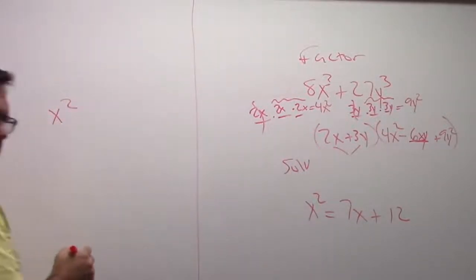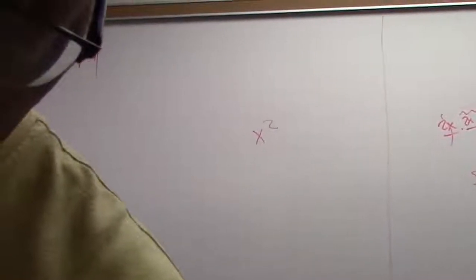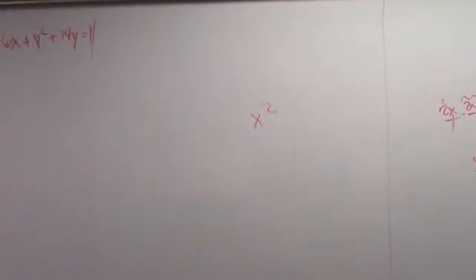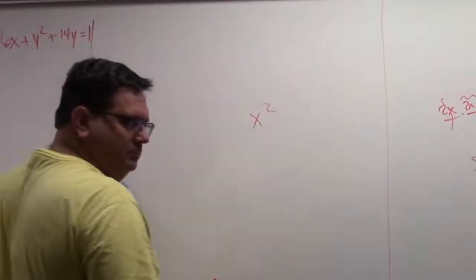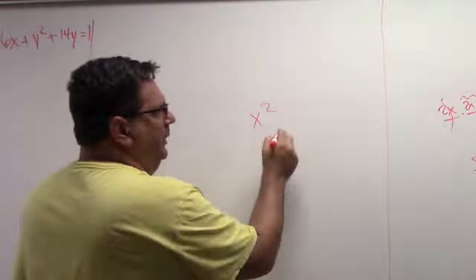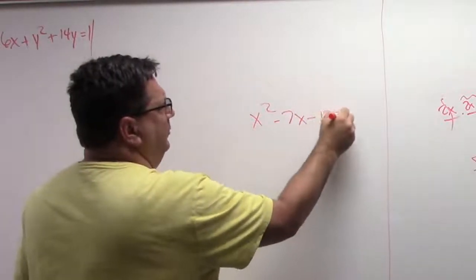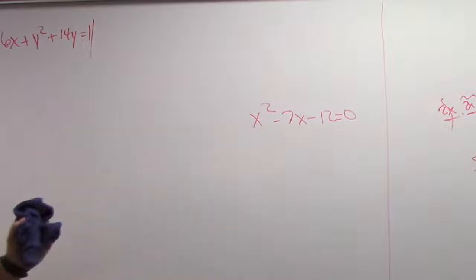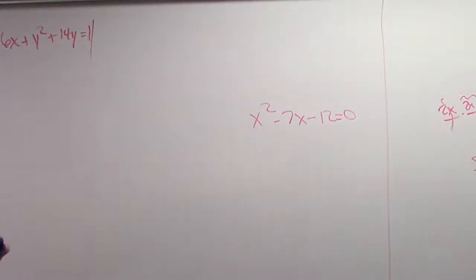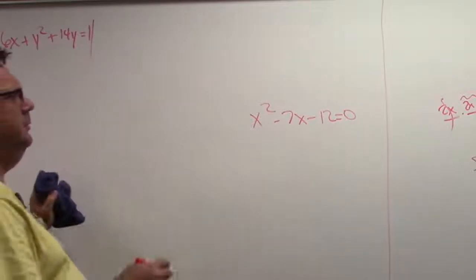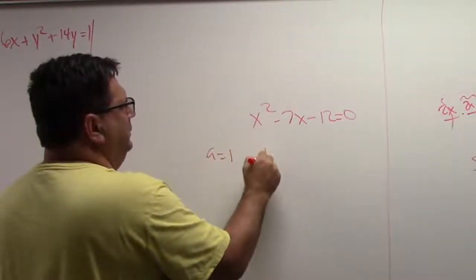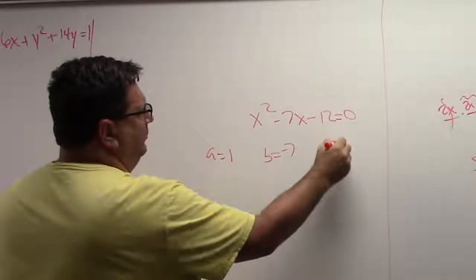x squared minus 7x minus 12 is equal to 0. If it's not equal to 0, you need to set it equal to 0. Now we're going to say A is 1, B is negative 7, C is negative 12.